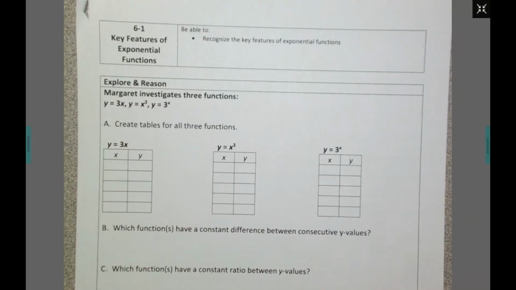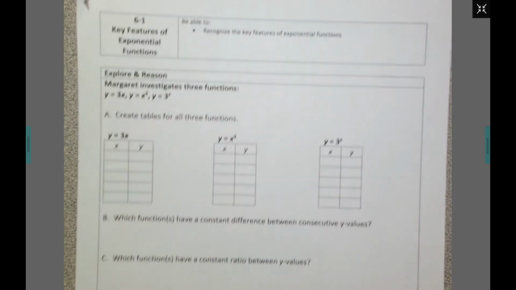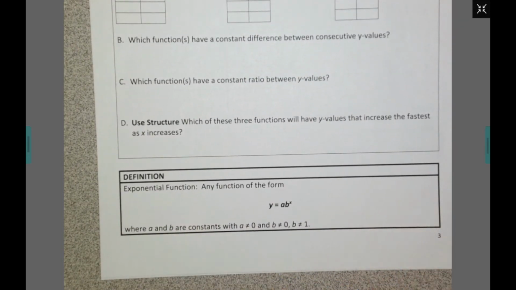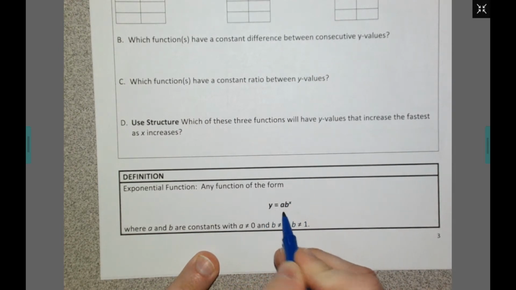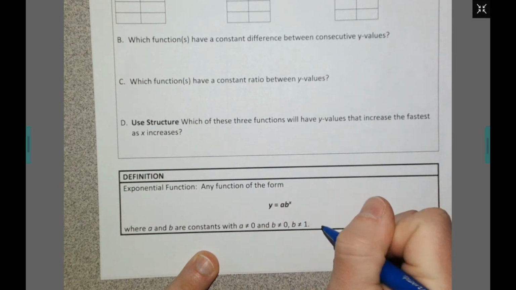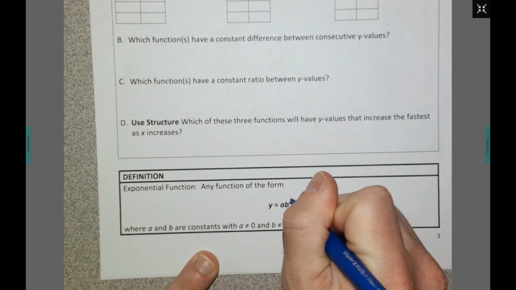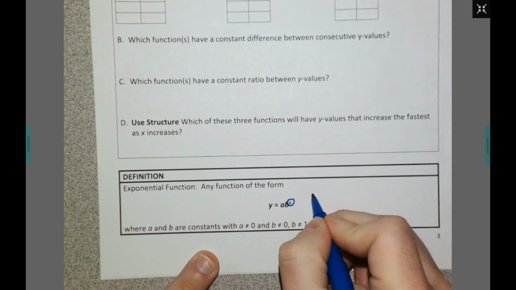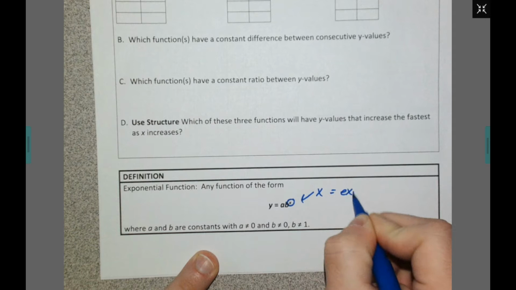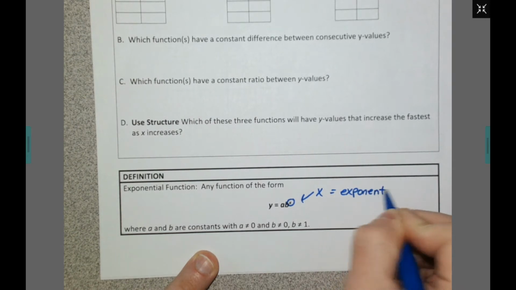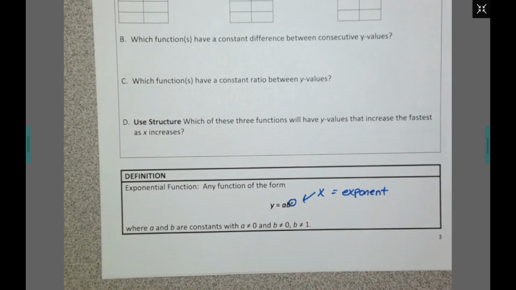All right, section 6.1 deals with exponential functions, and today we're going to look at the key features and graph some of them. So an exponential function is going to be any function in the form y equals a times b to the x power, where a and b are constants that can't be zero. And really the key here is that x needs to be the exponent. So if x is the exponent, then we are going to be dealing with an exponential function.